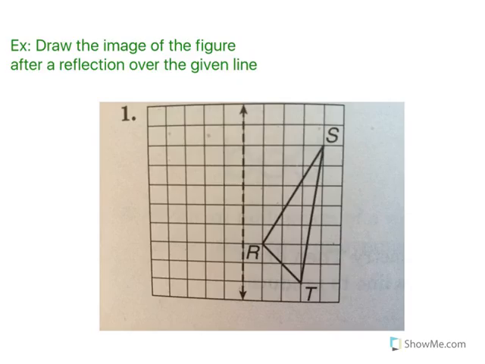So my first example says draw the image of the figure after a reflection over the given line. Okay, so this is our line here, and we can call this the y-axis. So what we're going to do is reflect the triangle SRT over that y-axis. First I'm going to count the distance away from the axis. R is one unit away from the axis, so I'm going to go 1 unit right on the exact opposite side of it, and then I'm going to put my point right there. This is my point R, and I'm going to call it R prime.